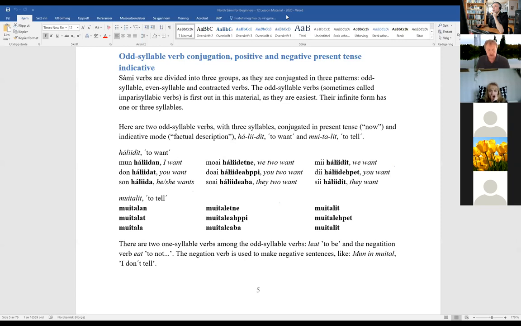I just tried to unmute here. Did I unmute somebody? Is somebody there? I don't hear. No.